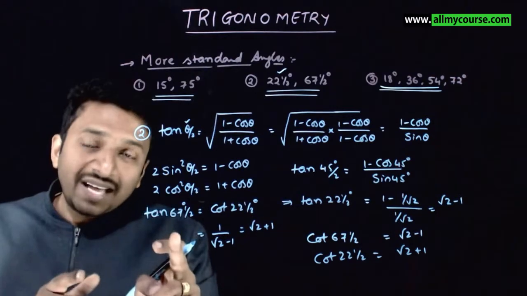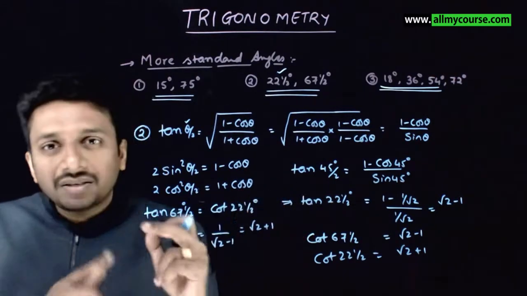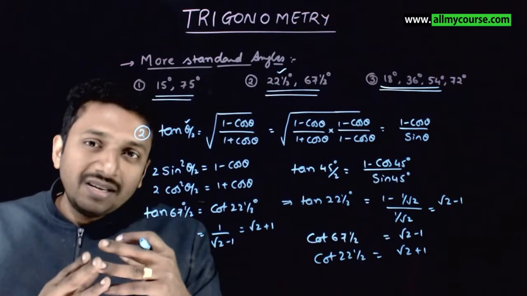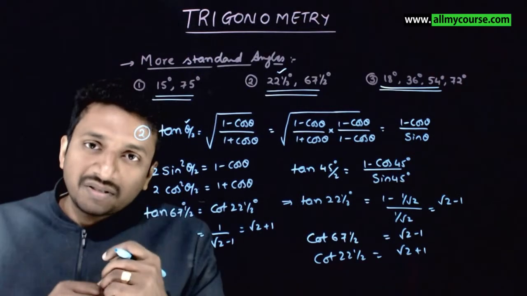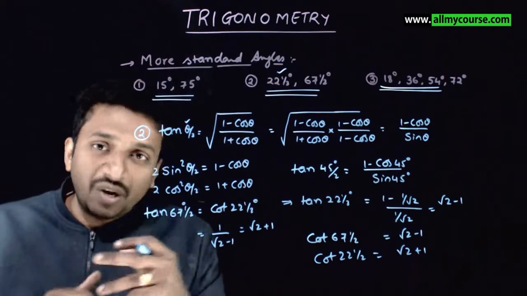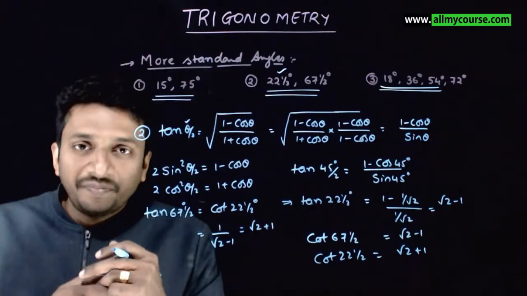So corresponding to these angles, the values of sine and cos will not look very good. So we'll usually remember only the tan values for this. And if you want sine and cos, we'll derive it from this. You don't need to specially remember those values.